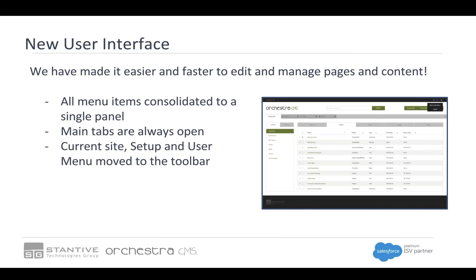Let's take a look at the OrchestraCMS UI redesign. In addition to style changes for the look and feel, we have moved items around within the UI. The initial tab when accessing OrchestraCMS is still the Overture tab. However, you no longer have to open the Pages, Content, and Media tabs, as they are always open on the Manage Site tab. All the menu items have now been consolidated into a context-sensitive Actions panel to the left of the open tab or item. The current site, setup, and user menu have all been moved to a toolbar at the top of the application. Let's take a look at this live.